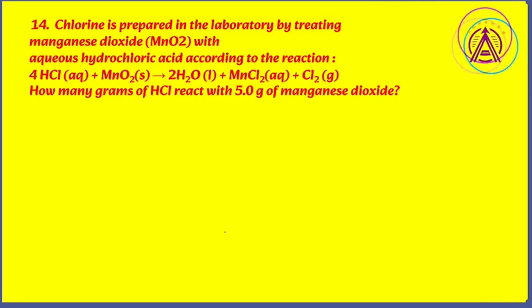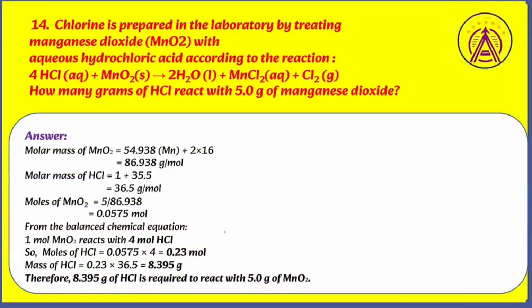From our question, what we need to back calculate is what moles of manganese dioxide 5 grams corresponds to, and then use the ratio to find out how much HCl is reacting. The molar mass of manganese is 54.938 grams per mole, and since 2 oxygens are there, we do 2 into 16. On adding, we get 86.938 grams per mole. Similarly, molar mass of HCl is the mass of hydrogen, which is 1, plus that of chlorine, which is 35.5. So we get 36.5 grams per mole.